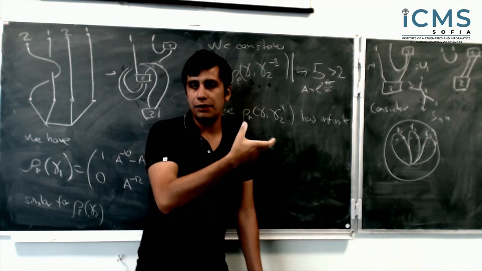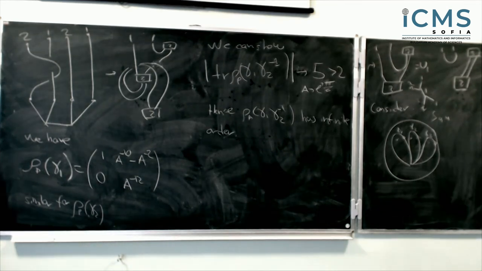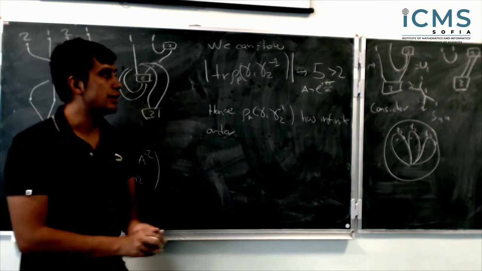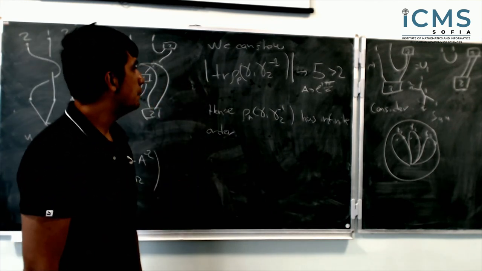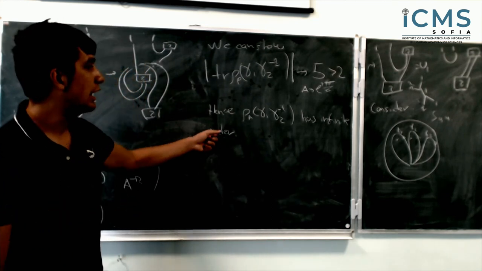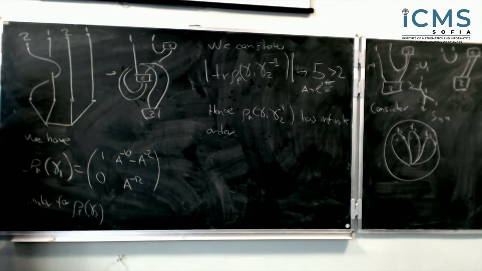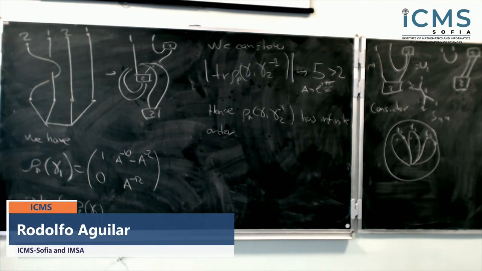And now that you have the case for the punctured sphere, you can decompose a general Riemann surface in some parts of this punctured sphere, and by the TQFT, it follows that they will admit also an element with infinite order. And this finishes the proof of Koberda-Santharoubane. So I'm going to stop here.